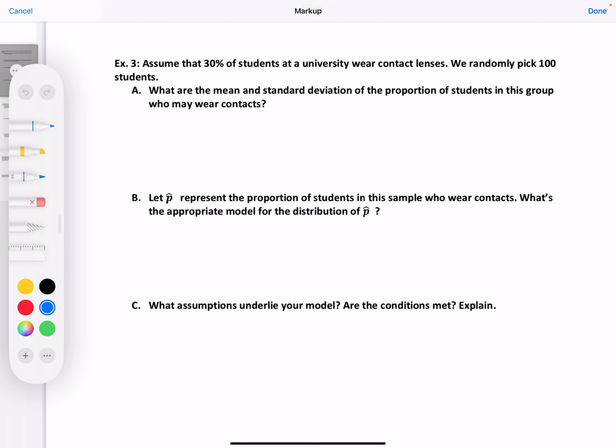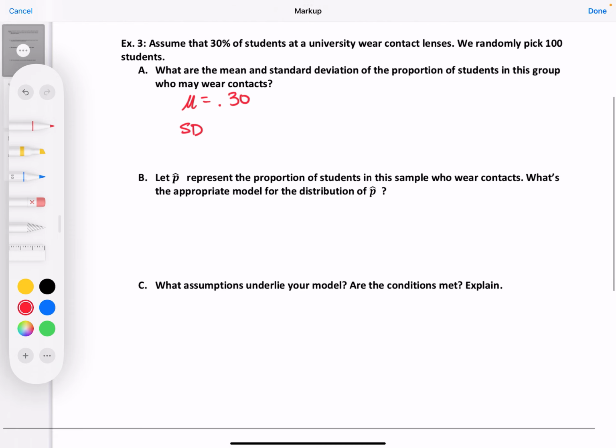All right, so assume that 30% of students at a university wear contact lenses. We randomly pick 100 students. What are the mean and standard deviation for the proportion of students in this group who may wear contacts? So start with the easy stuff. What's the mean? The mean is 30%, or 0.30. And then the standard deviation, how would we find that?